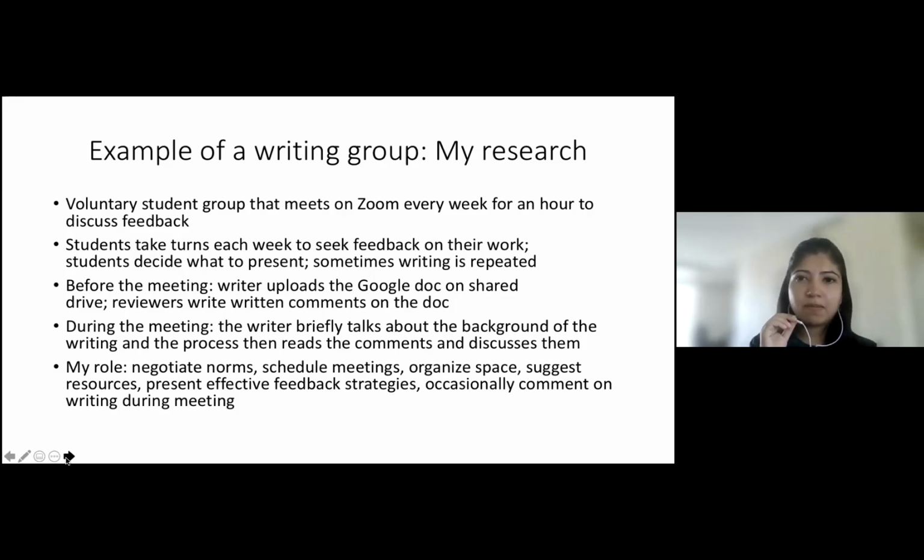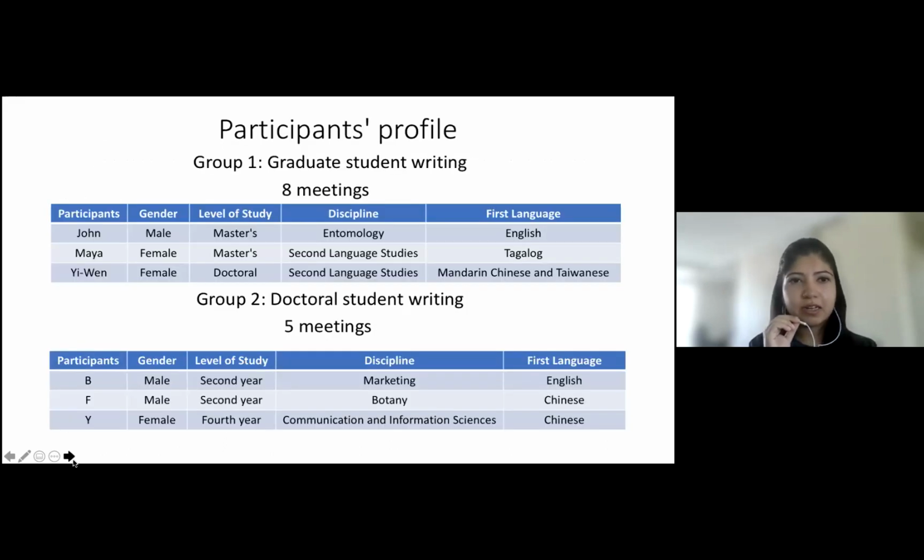Initially, I also taught them some effective feedback strategies, but now, as I said, they're mostly working on their own. Sometimes I would also comment on writing. But my job is not really to provide them with feedback. I don't share my own writing, but this is to help them give feedback to each other, manage the space, and get them going. Next slide, please. So these are the two groups I'm working with.